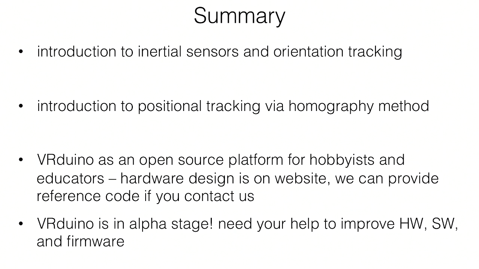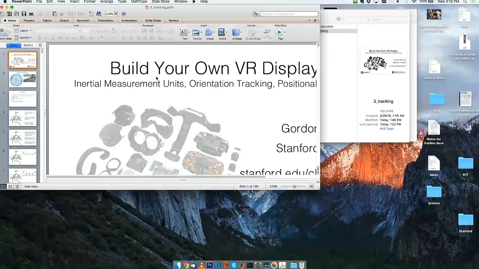The Arduino is an open source platform for hobbyists and educators. Help us make it better. It's not perfect. The firmware can be improved for both the IMU and the positional tracking. We can probably get a lot more out of this, and also the hardware. If you're interested in testing it, using it, please send us an email. So this is at an alpha stage, and right now it's very useful, low cost for all of us, and we hope it will be useful for you too. So why don't we look at a little bit of a demo here? Hopefully it'll work. And then we're going to get to the next part of the course.